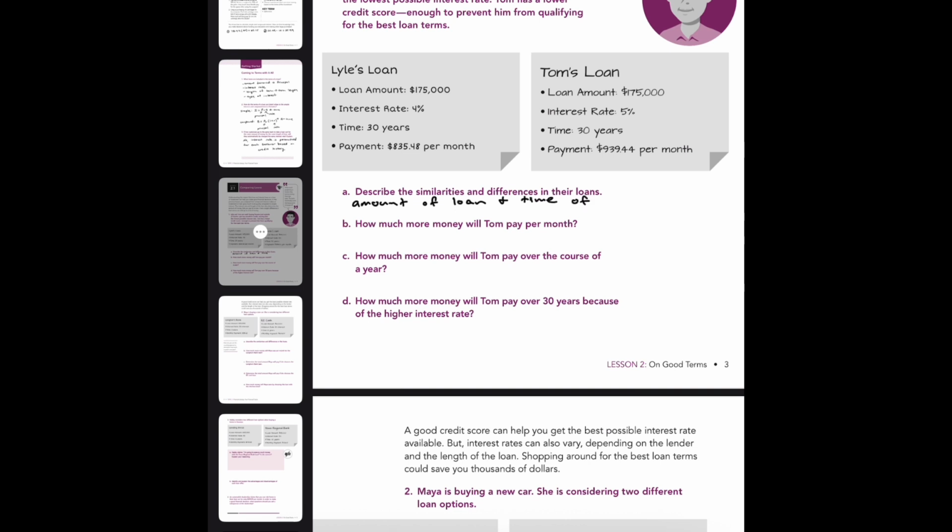I was looking at a different page prior. All right, so the things that are the same, again, since I confused you a little bit there, the amount of the loan and the time of the loan on both are the same. So list that as same. And then what's different is the rate, which causes the monthly payment to be different.